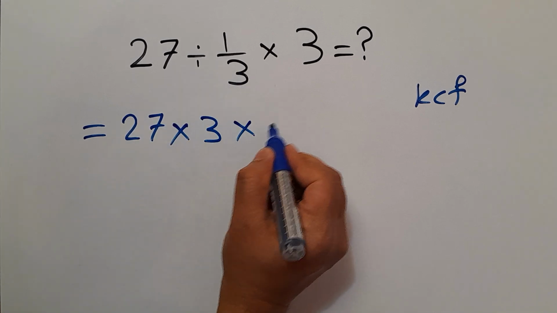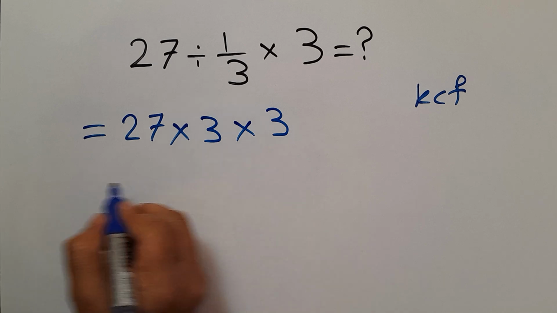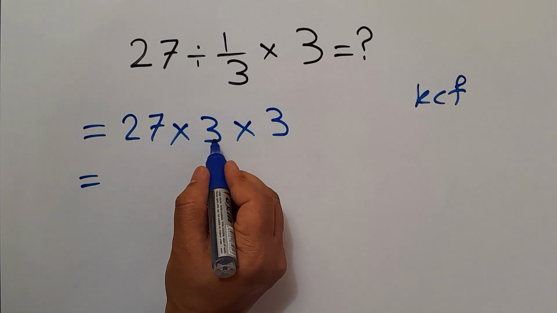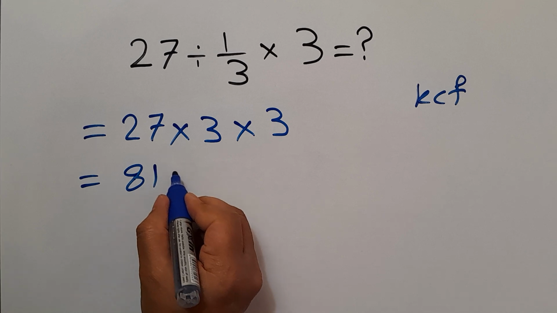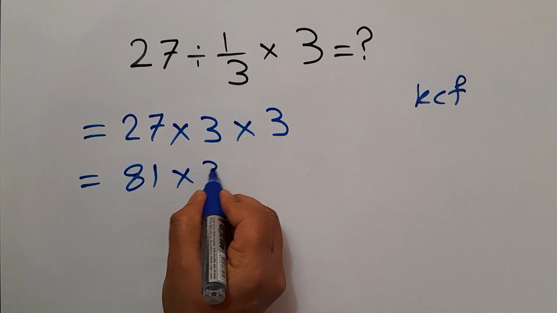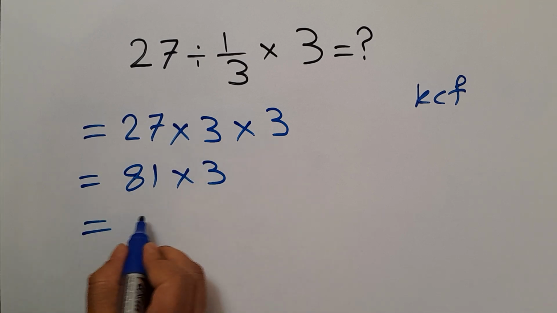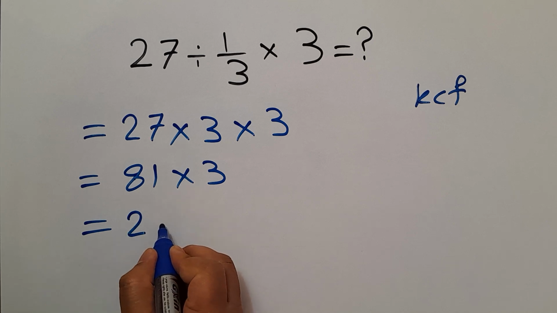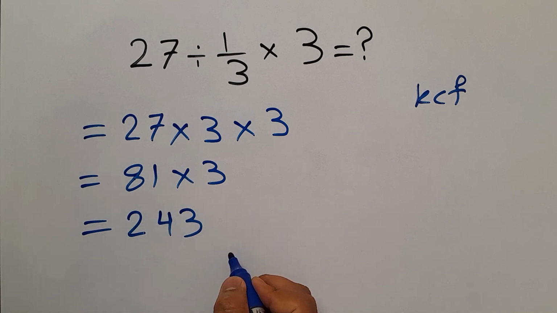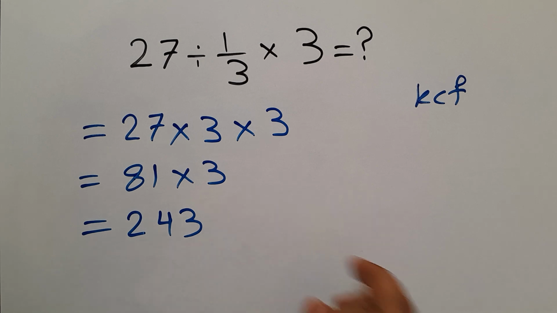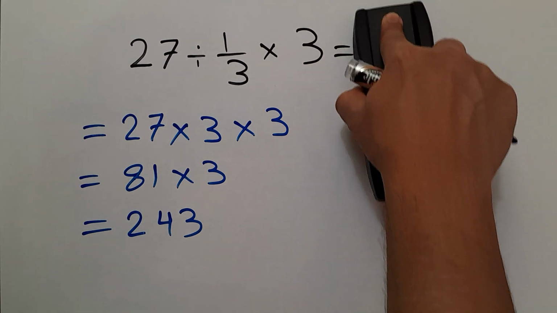and again times 3. Now, 27 times 3 gives us 81, and 81 times 3 equals 243. So our final answer to this problem is 243.